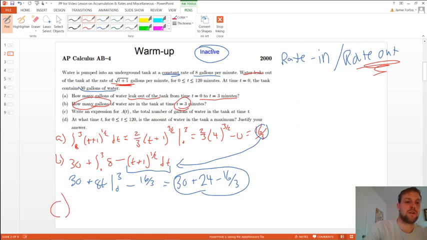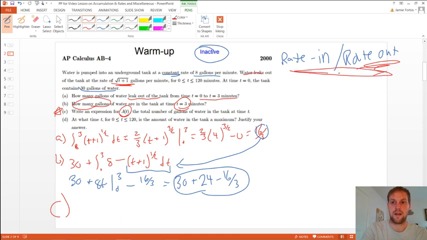Part C says to write an expression for A of t, which is the total number of gallons at any time t. Well, we just created it for time equals 3. Let's just create a generic one for any time t. This is the reason I like this problem so much, because C is literally having us come up with the typical rate in, rate out formula.